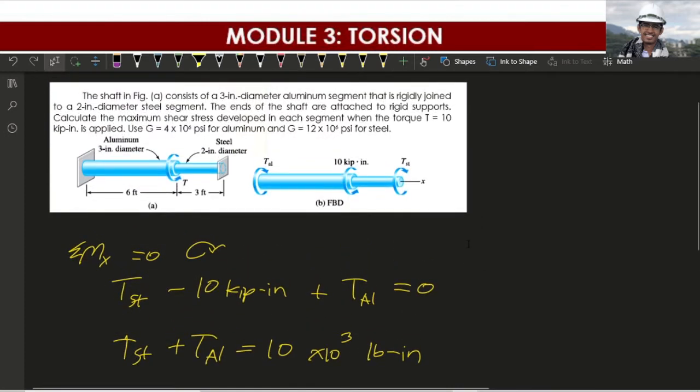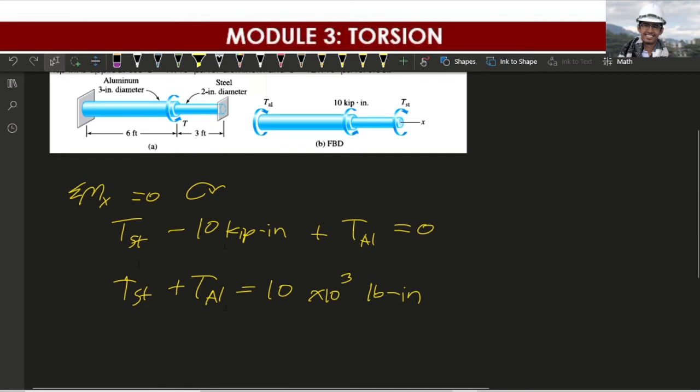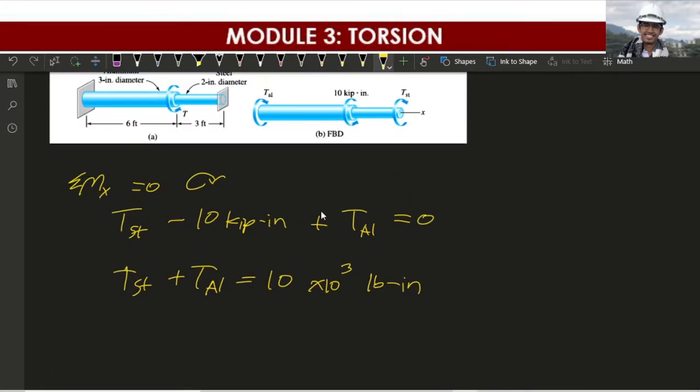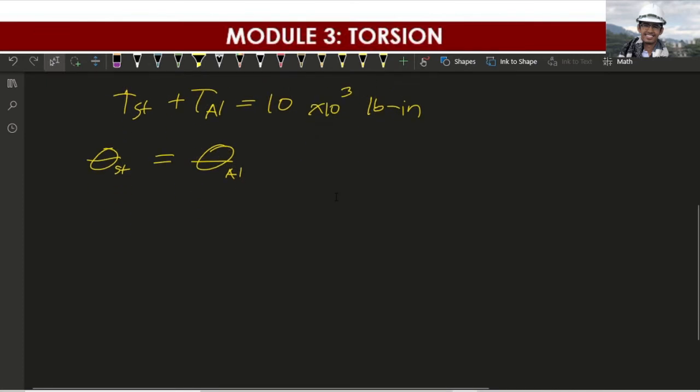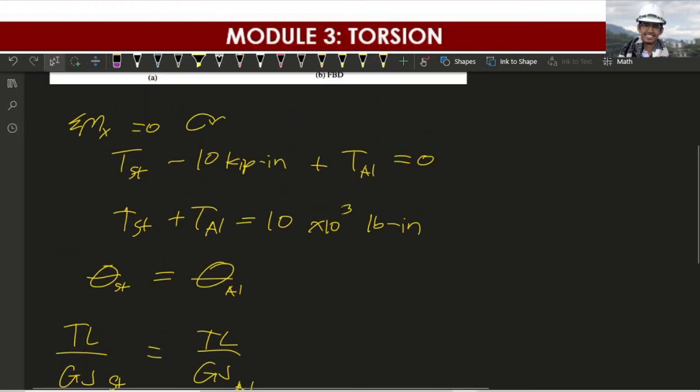So for equilibrium, meron lang tayong isang equation, no? With two unknowns. So we can use again yung ating principle of compatibility. For compatibility, yung angle of rotation ng ating steel is also equal sa angle of twist nung ating aluminum. Tama? So sabi natin yung angle of rotation is equal to TL over JG. So TL over JG ng ating steel is equal to TL over JG ng ating aluminum. So that is for compatibility. Okay?